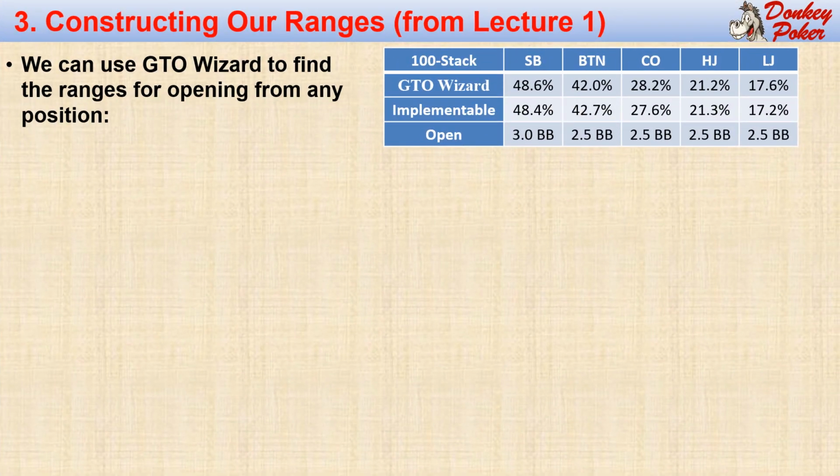You may recall from my previous lecture that we can construct our ranges using GTO Wizard. For example, our implementable 100 stack range from the button is 42.7%, which you can see from this table here. But memorizing these range percentages doesn't help us much unless we can memorize the ranking of hands also.